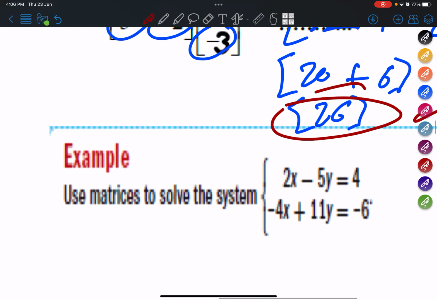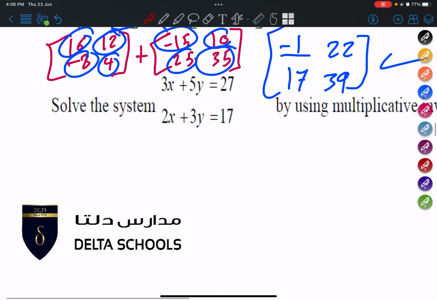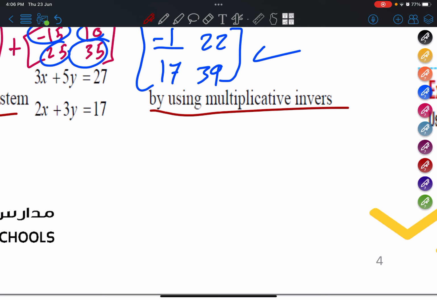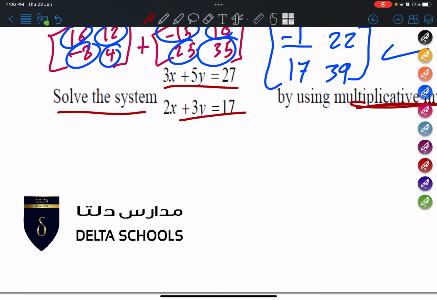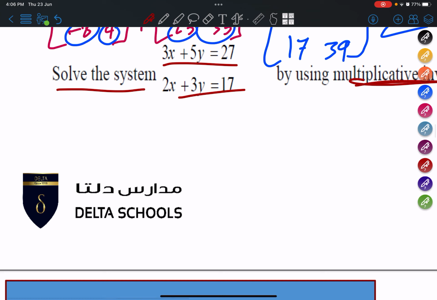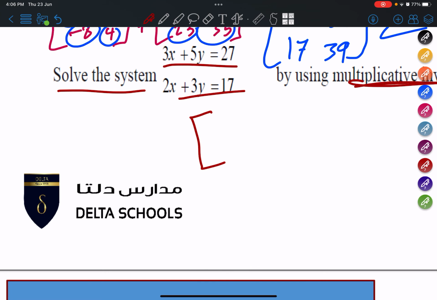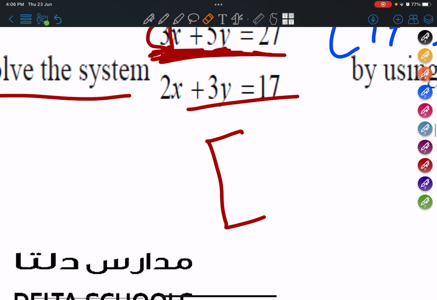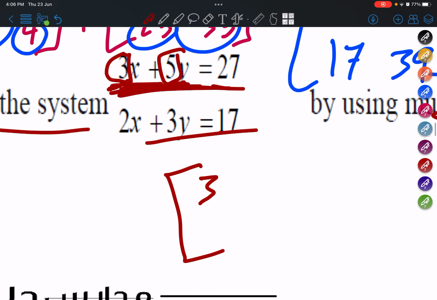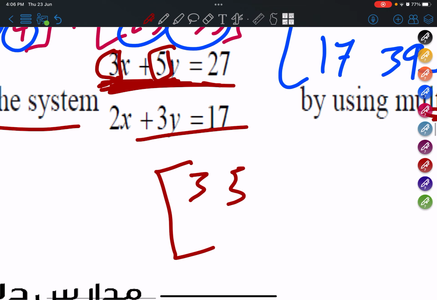Okay, so we can now move on to solving the system, and they gave us the equation by using multiplicative inverse. We'll know what multiplicative inverse means in a moment, but for now, let's convert these equations into matrix form. So we'll take the first equation, and we'll write the coefficient for each variable. So here we have 3, so let's write 3, and here we have 5, so let's write 5. And do not make the mistake of taking 27. 27 is for another thing.